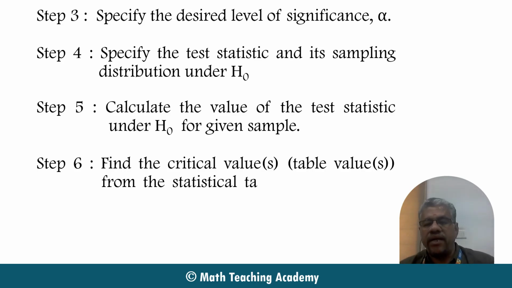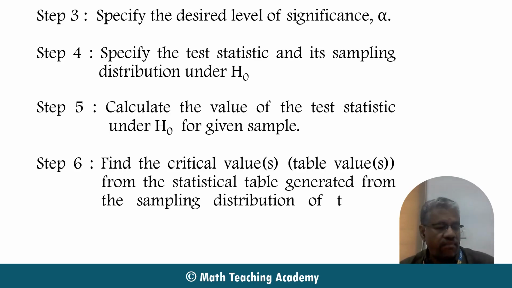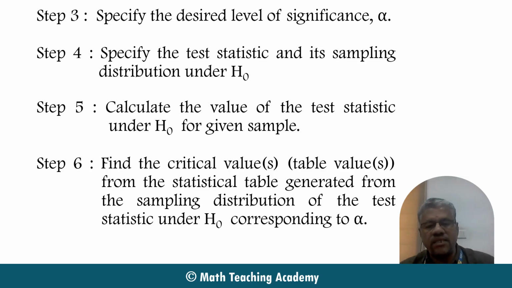Then we have to find the critical value from the normal table. There is a table in statistics. We have got so many tables: normal table, T table, F table, chi-square table. Like that, so many tables are available. Those are the prefixed values in that table. So according to the level of significance and according to the one-tail test or two-tail test, we have to select the fixed table values for the particular problem. That comes under step number 6.